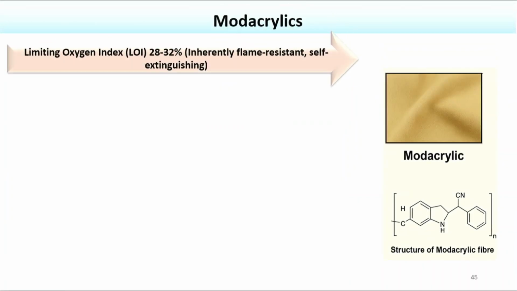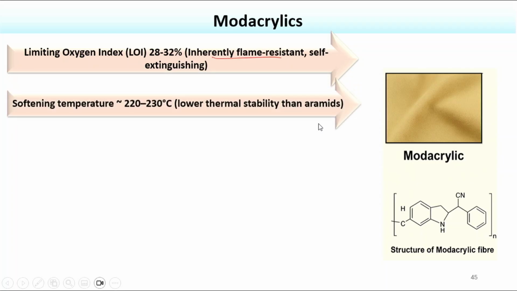Now, next fiber is modacrylic. So, LOI value is 28 to 32%. So, inherently flame resistant and self extinguishing fiber, relatively high LOI value. Softening temperature is 220 to 230 degrees Celsius. So, it has got lower thermal stability. So, that modacrylic we can use accordingly for different types of application, and we can use it in blend with the aramid fibers.